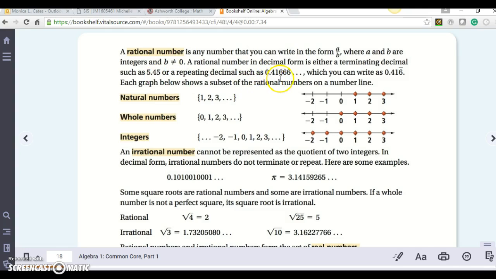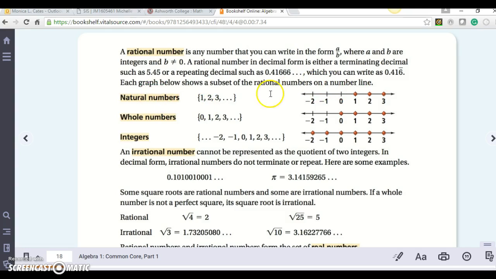a repeating decimal such as 4.1666. As you see, the 6 goes on and on, which you can also write as 4.16 with a bar over the repeating part, which is the 6. Each graph below shows a subset of rational numbers in our number line.